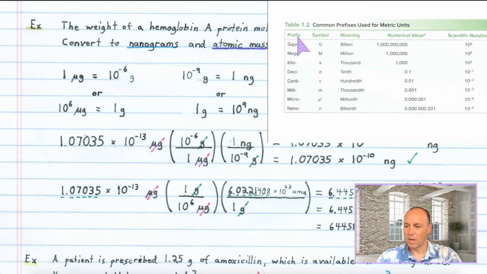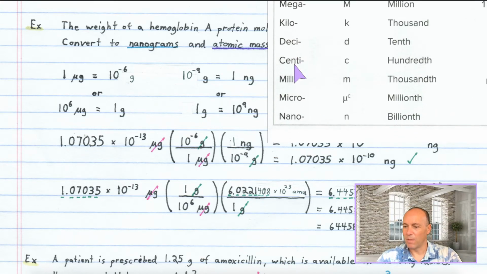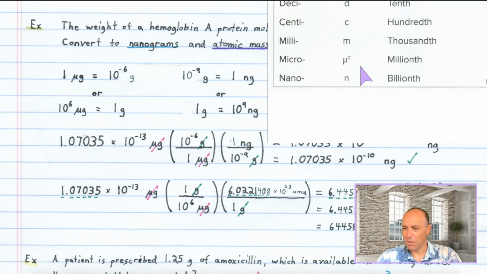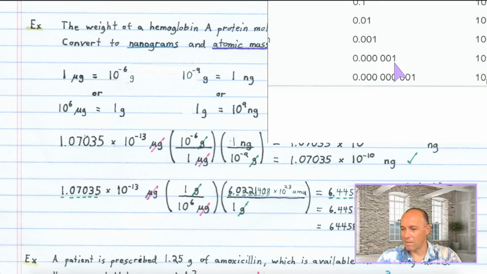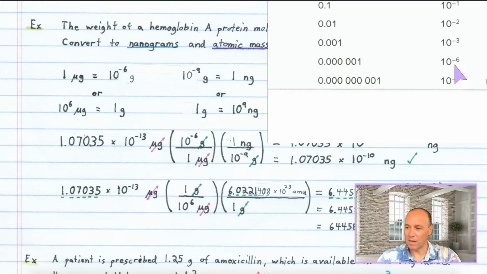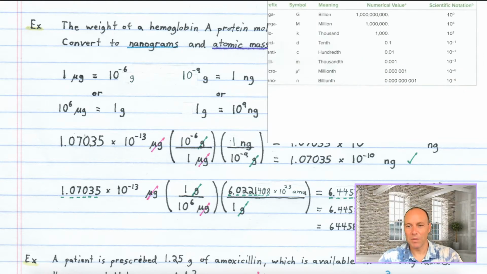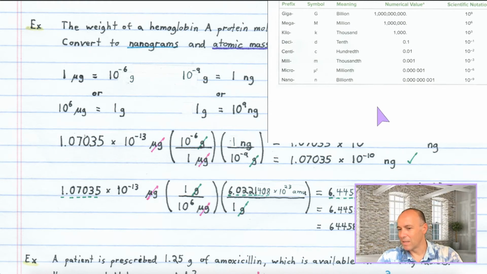So there it is. This is a list of the common prefixes that you might need to know about. A microgram is a millionth of a gram, and a nanogram is a billionth of a gram. So if you use powers of 10, a microgram is 10 to the minus 6 grams, and a nanogram is 10 to the minus 9 grams. Now, an atomic mass unit is not listed in this table, and so I'll explain what that is when we do that part.